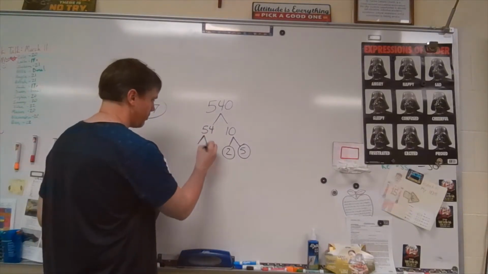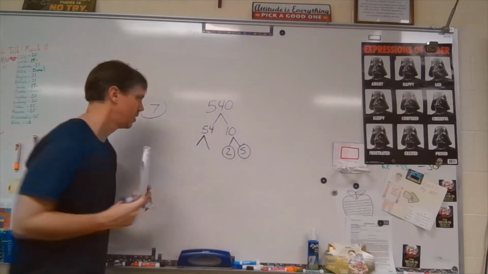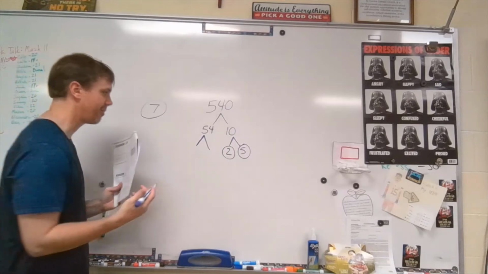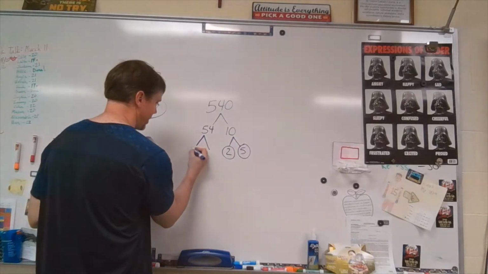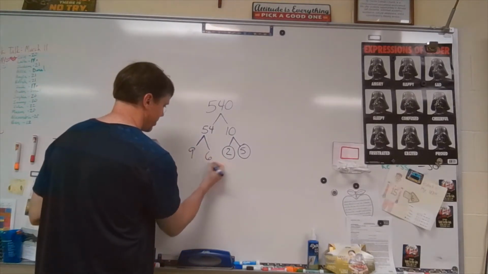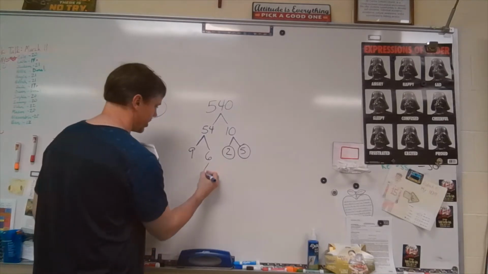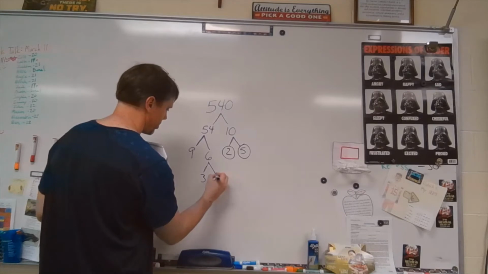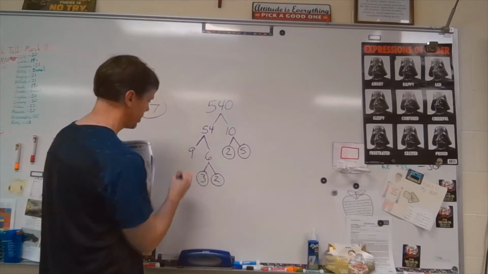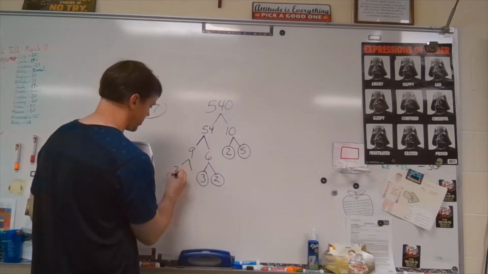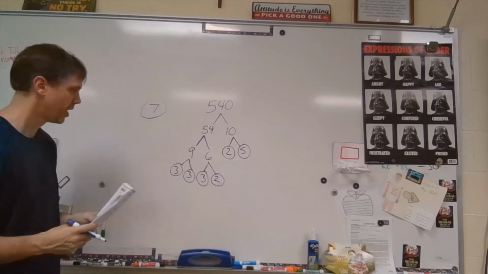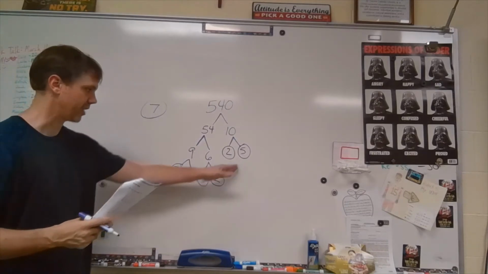So 54, pause and think about it. All right, probably figured it out, but it is 9 times 6. Okay, 6 is 3 times 2, and both of those are prime numbers. And then 9 is 3 times 3. Of course, those are prime numbers. Okay, so here is our prime factorization, or our factor tree.